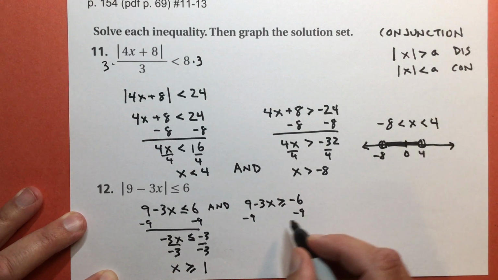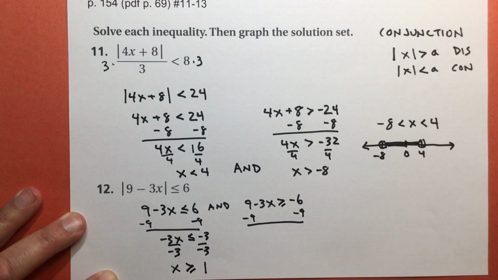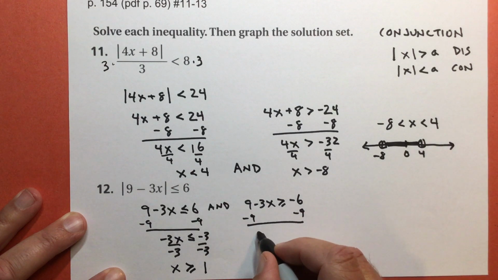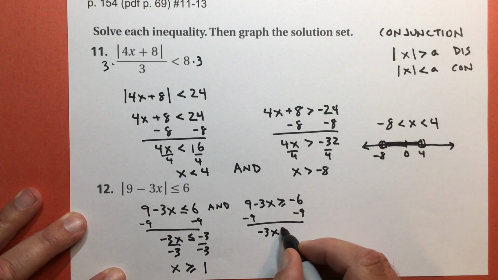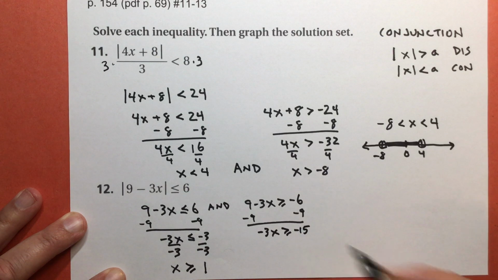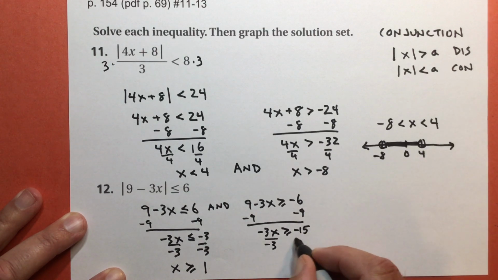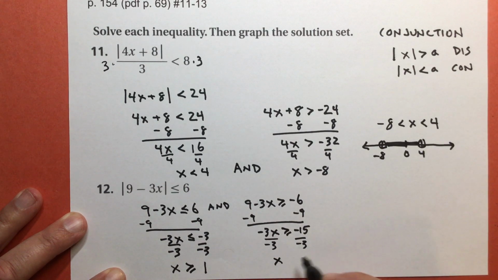Let's get to work on this one, negative 9. Oh, by the way, as soon as I get x is greater than or equal to 1, I'm going to be tempted to say, well, the other one, I'm running out of time. The other one has to be x is less than or equal to negative 1. Don't do it that way. I get negative 3x is greater than or equal to negative 15. Divide by negative 3. And I get x, switch the sign, is less than or equal to negative 15 divided by negative 3 is positive 5, not negative 1.